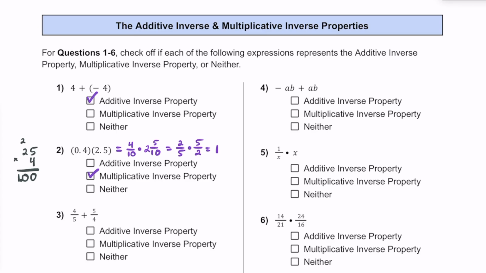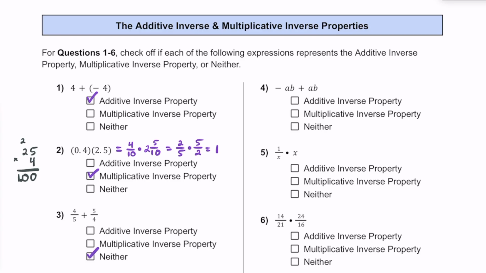For number 3, if you take a look, we have 4/5 plus 5/4. Now, these are reciprocals, right? 4/5 and 5/4. If you multiplied them, you would get 1. However, notice how we have an addition sign here. So you can see that if you were to add these, you would not get 0, which would be necessary for the additive inverse property. So for this particular one, we're going to go ahead and say neither.